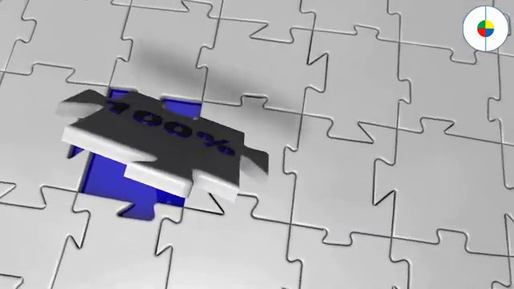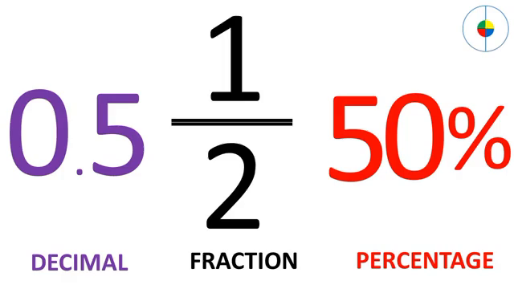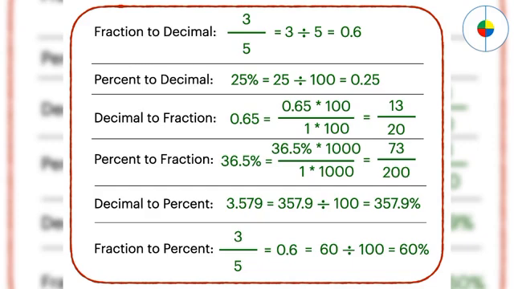How to convert between fraction, percentage and decimals? Our next topic is how to convert between fraction, percentage and decimals with ease. To convert fraction to decimals, just use division to calculate the result. To convert percent to decimals, just use division to calculate the result.